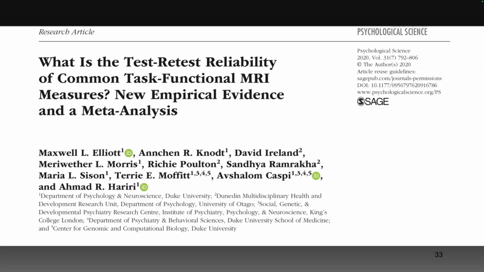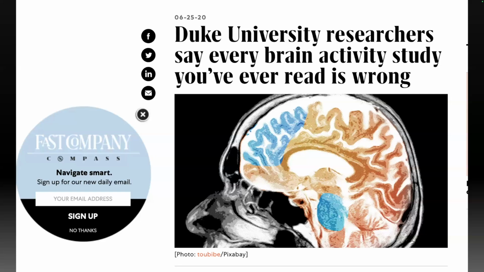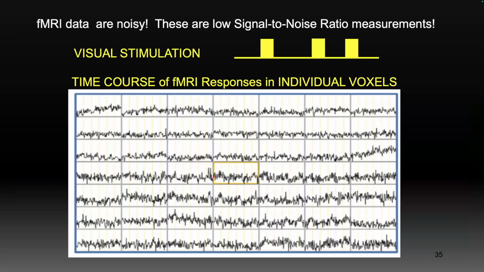In fact, you can even find news articles that say something like, Duke University researchers say every brain activity study you've ever read is wrong. Why do we have these things? Well, fMRI signals are extremely weak. I mean, this is raw data I am showing you. This is a visual stimulation.